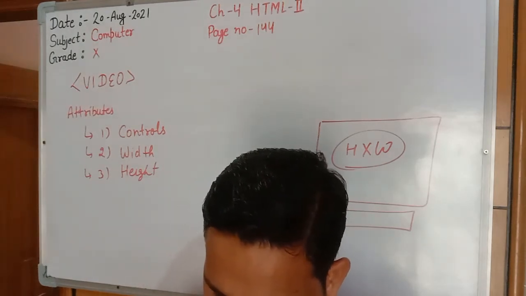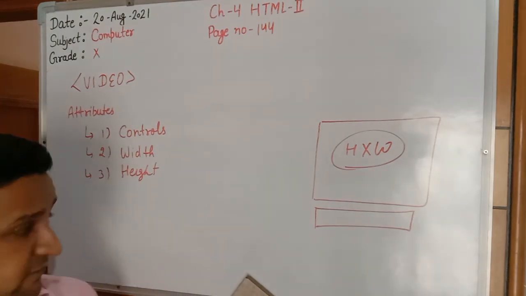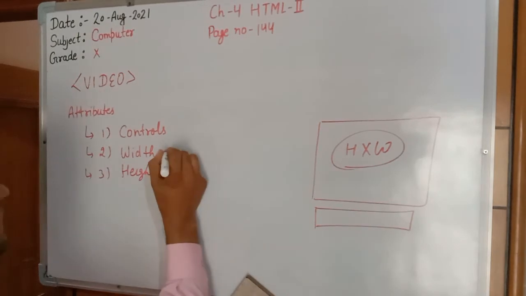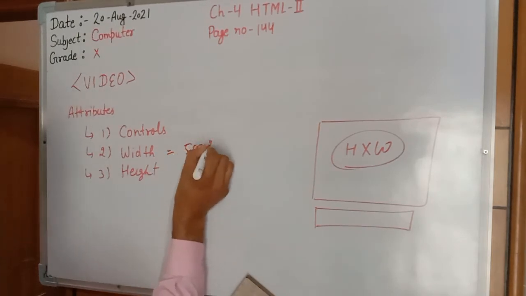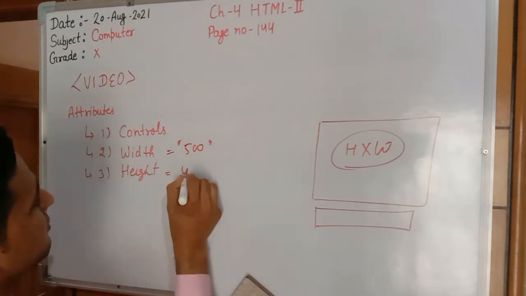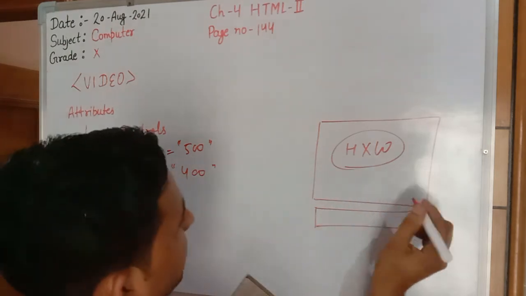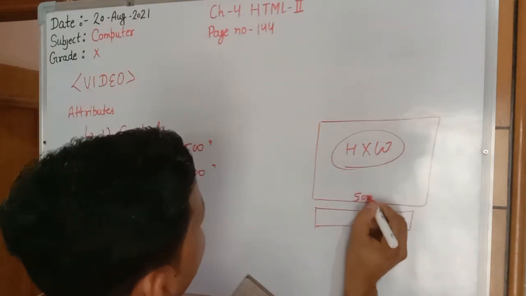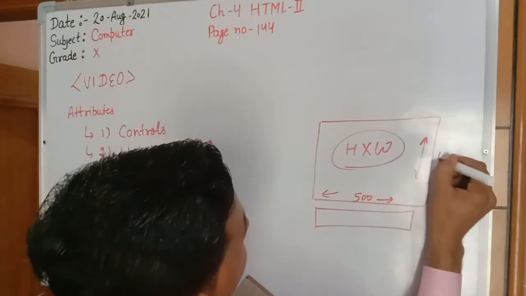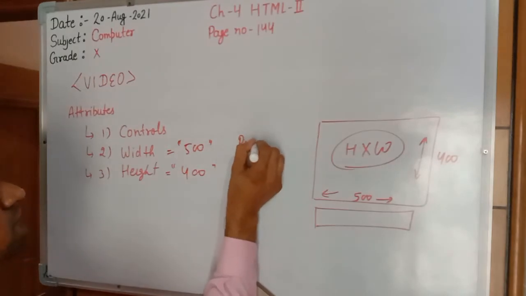In the body tag they have taken the heading embedding a video file. Afterward they have taken the video tag. In video they have taken the first attribute, width, with the value 500, and height, with the value 400. So what will happen here? When we give these values, it will automatically take the size 500 for this area and 400 for this area, and this value is in pixel format.